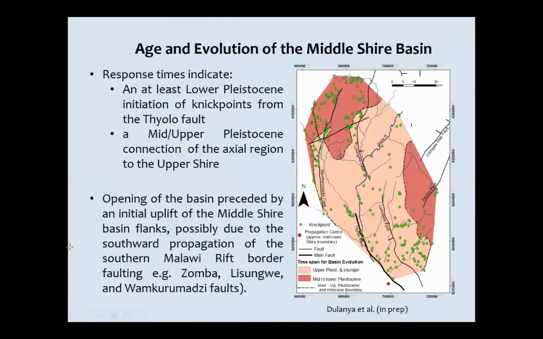In terms of the age and evolution history of the area, we therefore see that the Middle Shire section was opened into the Upper Shire at least during the mid to Upper Pleistocene times, whereas the Knickpoints started to form at least during the Lower Pleistocene times. And so the connection between the Upper Shire segment and the Lower Shire segment through the Middle Shire might have taken place during the mid to Upper Pleistocene times. But we also see that the opening was preceded by an initial uplift, perhaps triggered by the southward propagation of the major boundary faults, for example, the Zomba Fault, the Lisungu Fault, and the Wakumas Fault, among the many faults present in the area.